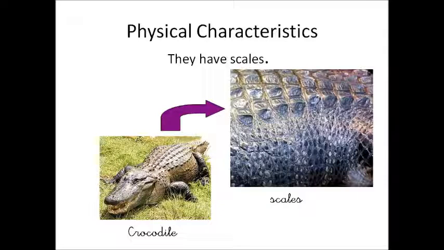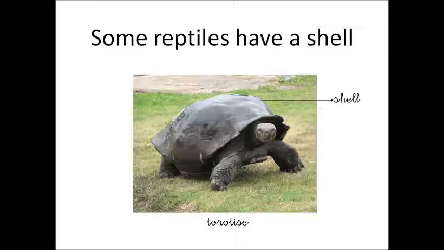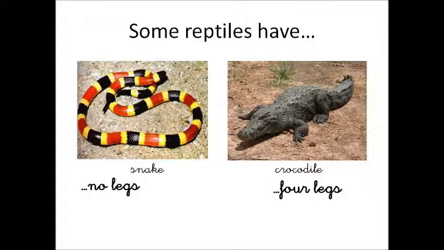Physical characteristics. They have scales. For example, the crocodile has scales. Some reptiles have a shell. For example, the tortoise has a shell. Some reptiles have no legs, like the snake, or 4 legs, like the crocodile.